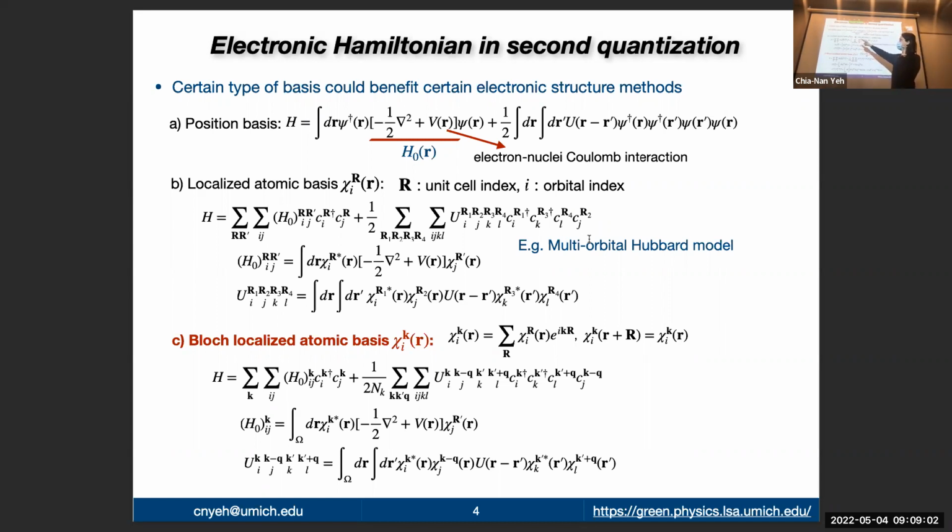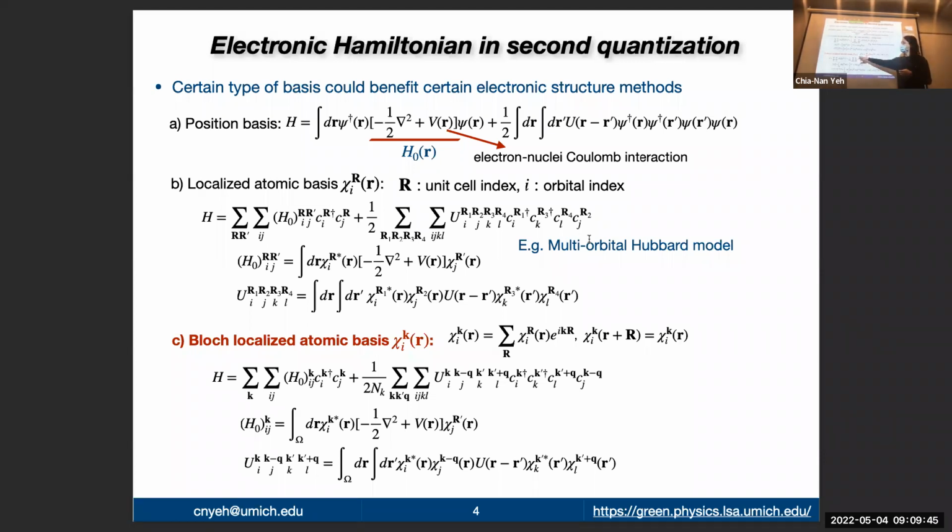For a localized atomic basis, you expand your Hamiltonian using this localized atomic basis, where R is the unit cell index and i is the orbital index. So you sandwich this with your Hamiltonian. This is the Hamiltonian you will have, and the matrix elements are evaluated in practice. This is pretty similar to a multi-orbital model in a realistic manner. If you neglect all the non-local Coulomb interaction, then this will become a multi-orbital model.